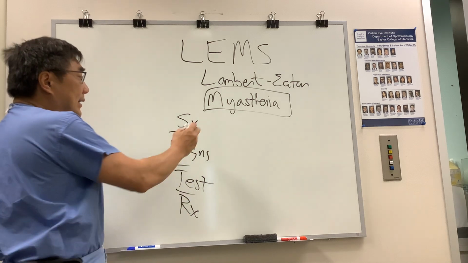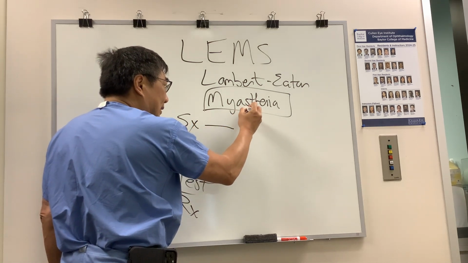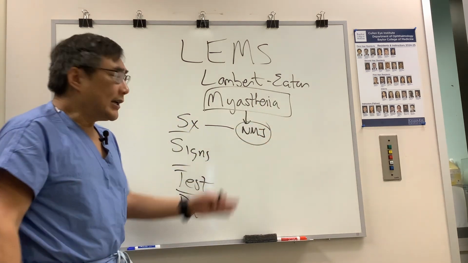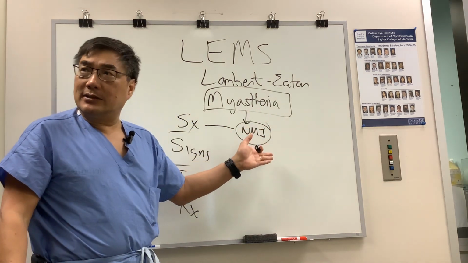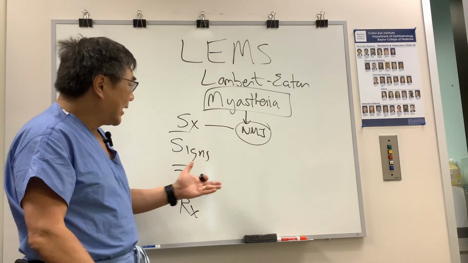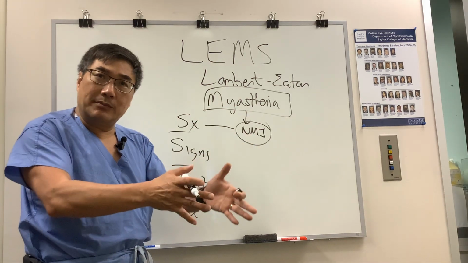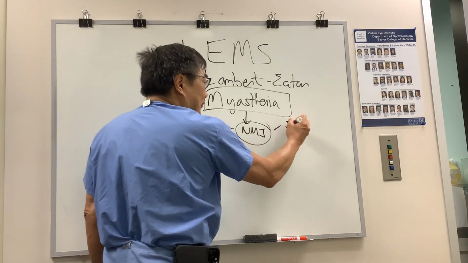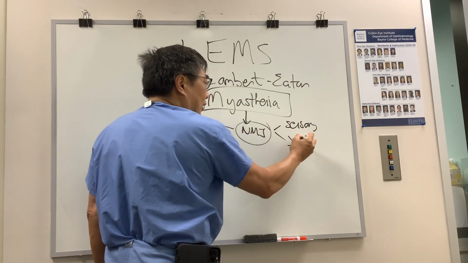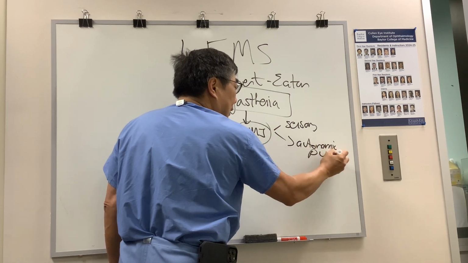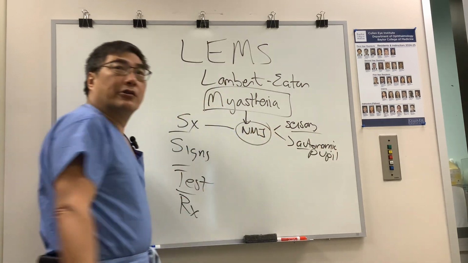The symptoms in myasthenia can only be motor, neuromuscular junction. And that means it can only be nicotinic skeletal muscle receptors. The antibodies are anti-acetylcholine receptor antibodies against the skeletal muscle. And that means it cannot involve the sensory system. It cannot involve the autonomic system, including your pupil. It has to be motor only.